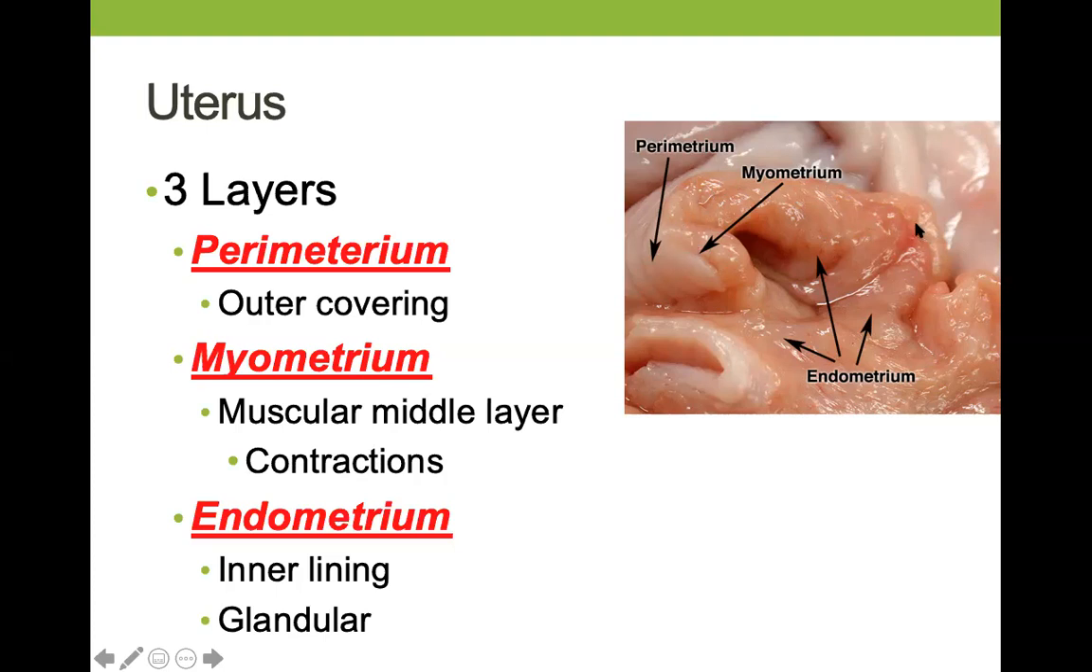All right, and then you have the innermost layer, which is this really shiny, kind of watery looking layer on the inside, and that is the endometrium. The endometrium is this inner lining, and it's very glandular. All right, we talked about what glandular means. It means that this layer is going to be secreting things. So it secretes mucus that really helps with sperm transport. It helps with lubrication of the fetus. This is also where the placenta is going to attach.